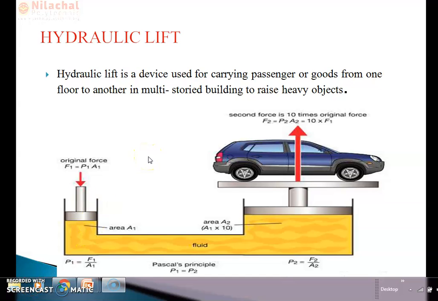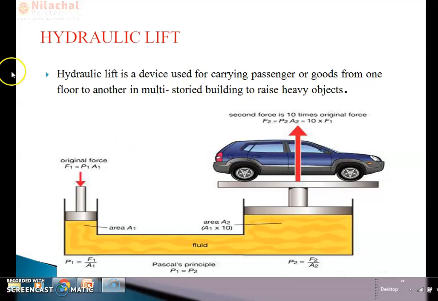Welcome to all on the course of Element of Mechanical Engineering. Today we are going to discuss the hydraulic lift, types of hydraulic lift, working principle and application of the hydraulic lift. Let's start from the function of the hydraulic lift.